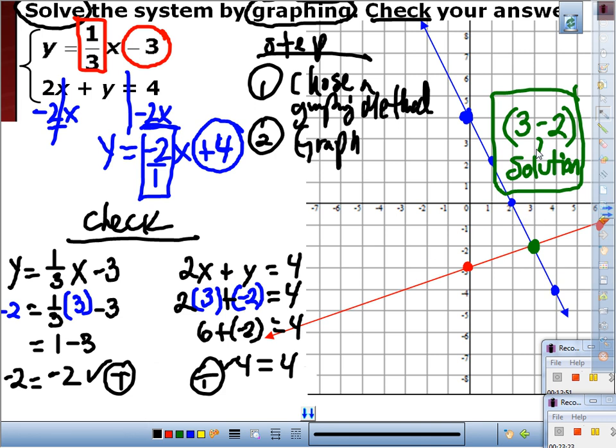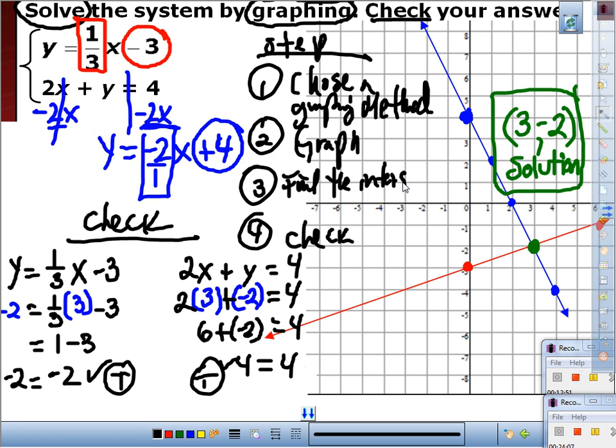There it is. What was the third thing we did? Tell your neighbor, third thing we did. Haley Ann, go. That would be step 4. Step 4 is check. Mel, find the intersecting point. That is correct.